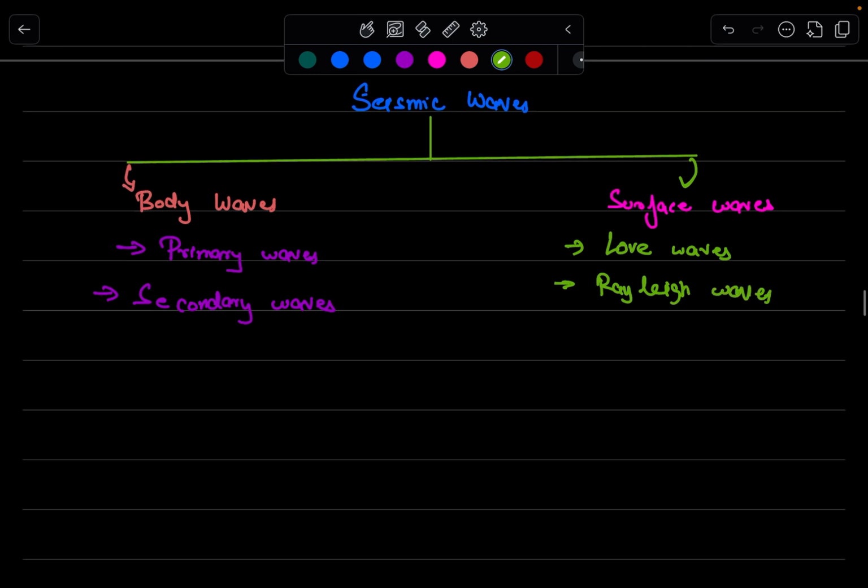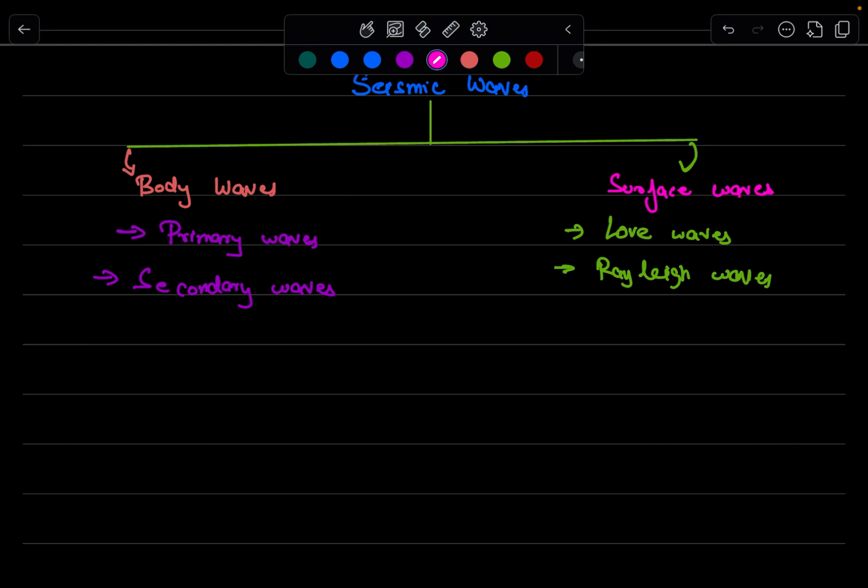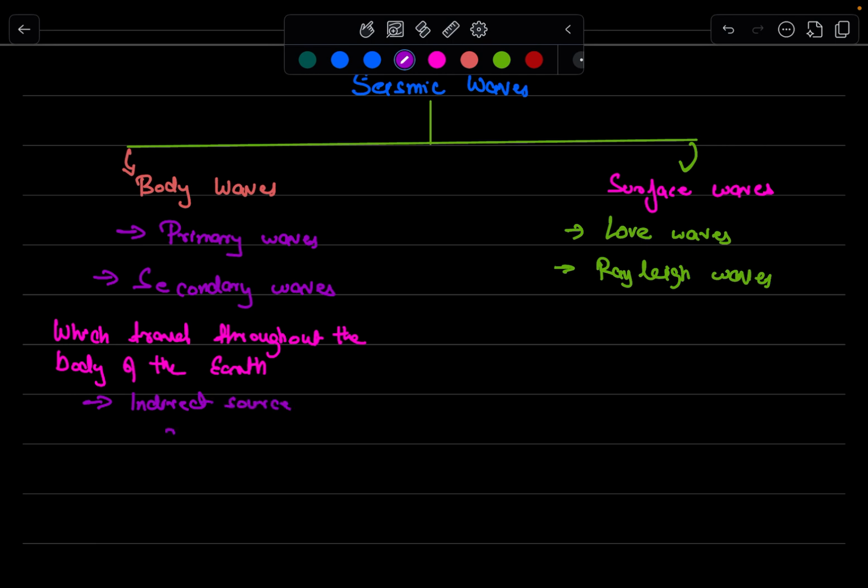Alright. So first let's talk about body waves. What are body waves? Body waves are the waves which travel throughout the body of the earth. And as they travel throughout the body of the earth, they will keep on creating energy transfer, and they do help us. This is an indirect source of information about the interior of the earth. Why? Because the way waves travel, if the velocity of waves is anyhow changing somewhere, we will be able to understand that the earth is made differently over there.